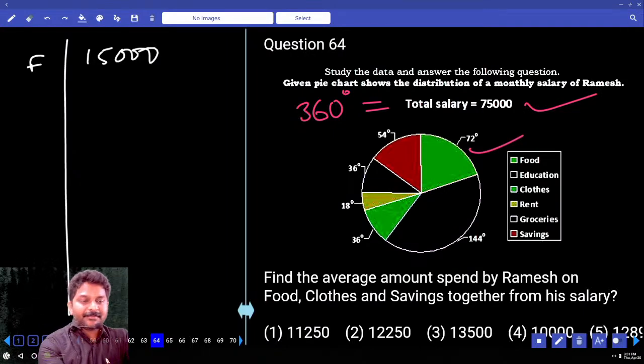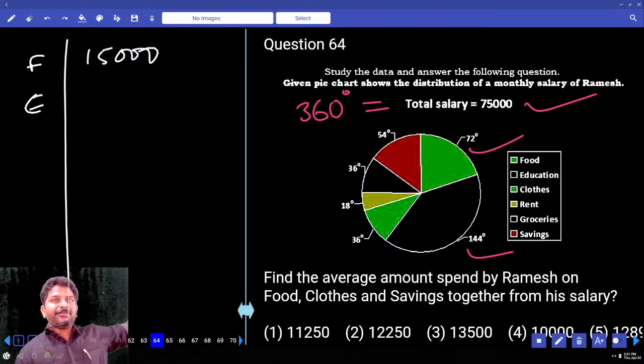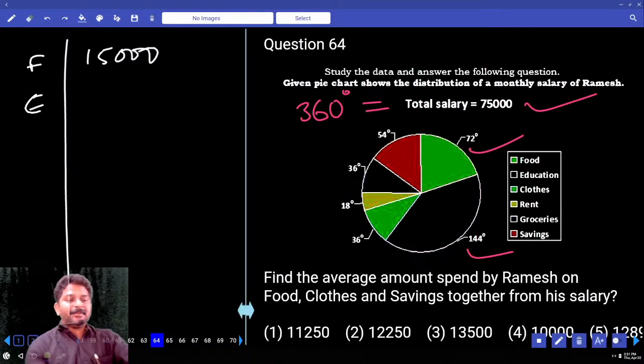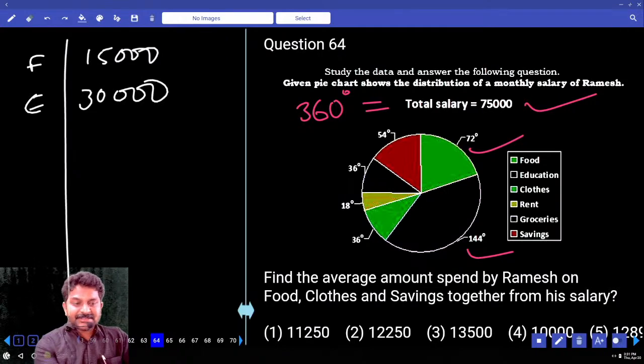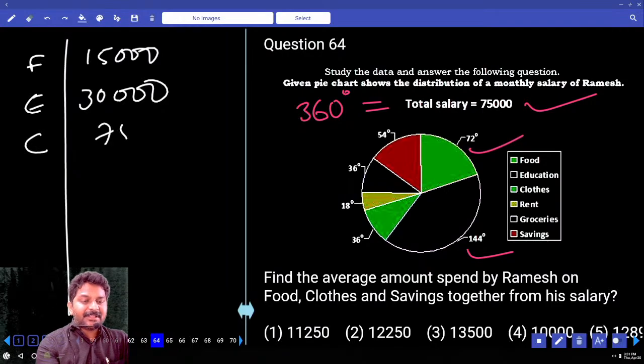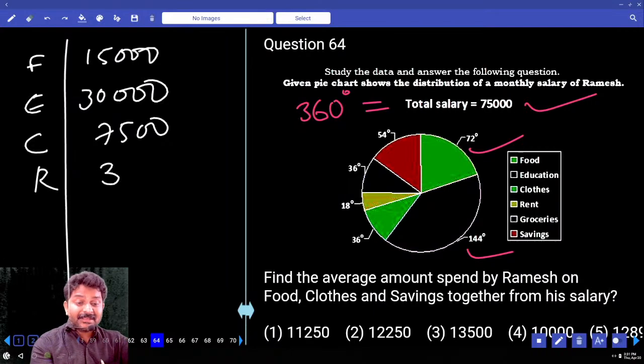15,000, correct? Next, education. 144. 144 in the sense 72 two times only. That is 30,000. Next, clothes. 36 degrees, 10%. 7,500. Next, rent. 18%. Half of 36 degrees, 18 degrees. Half of 36 only. 3,750. Next, groceries. 36.